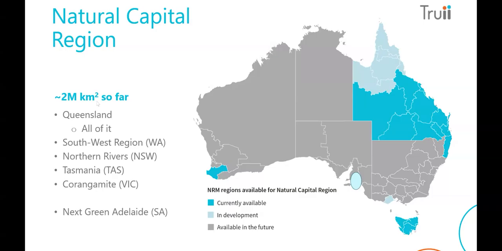Most of Queensland is covered now. We developed one for Southwest NRM in Western Australia. For all of Tasmania, you'll see one on the coast there of New South Wales, North Coast. And we're soon to look at something in South Australia, just so we can test it and ensure that it works everywhere.